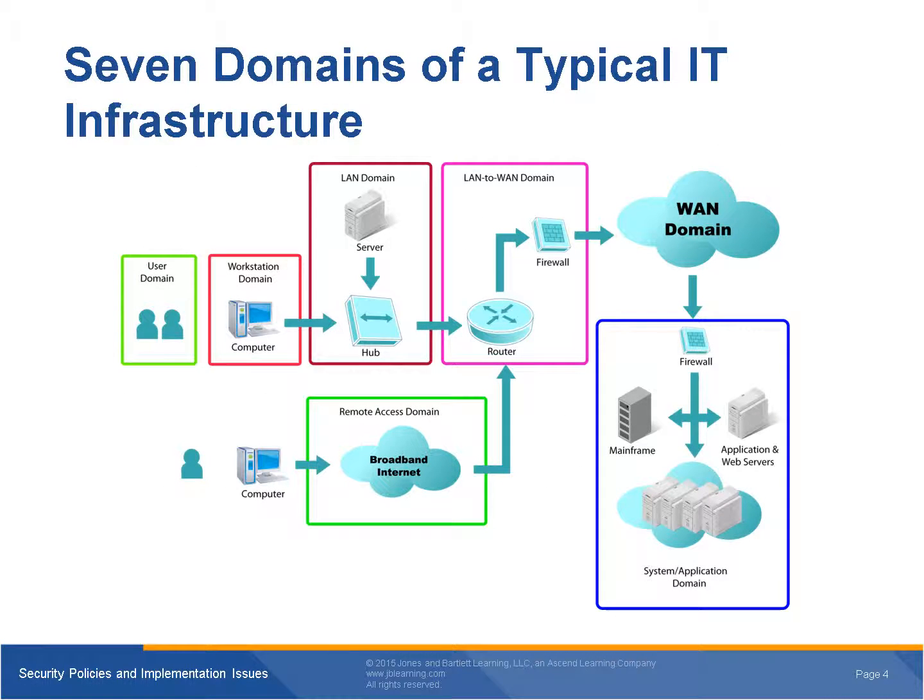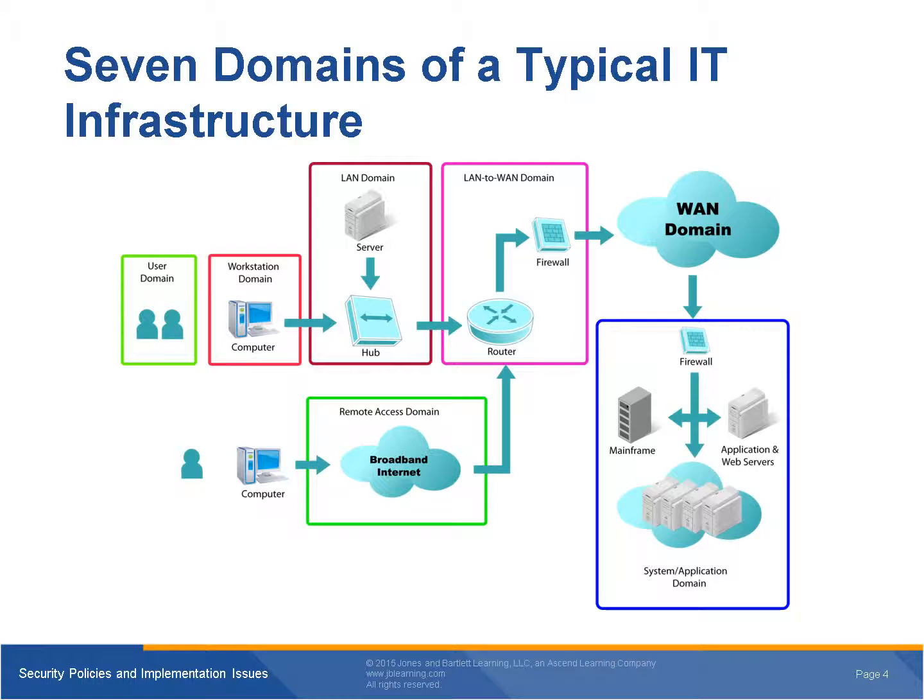So the 7 domains of a typical IT infrastructure. And there are different ways to group security policies. The book has decided to group them into these 7 domains, and they have different target audiences. So domain 1 is the user domain. Those are the customers and employees, people who are going to make use of the system.